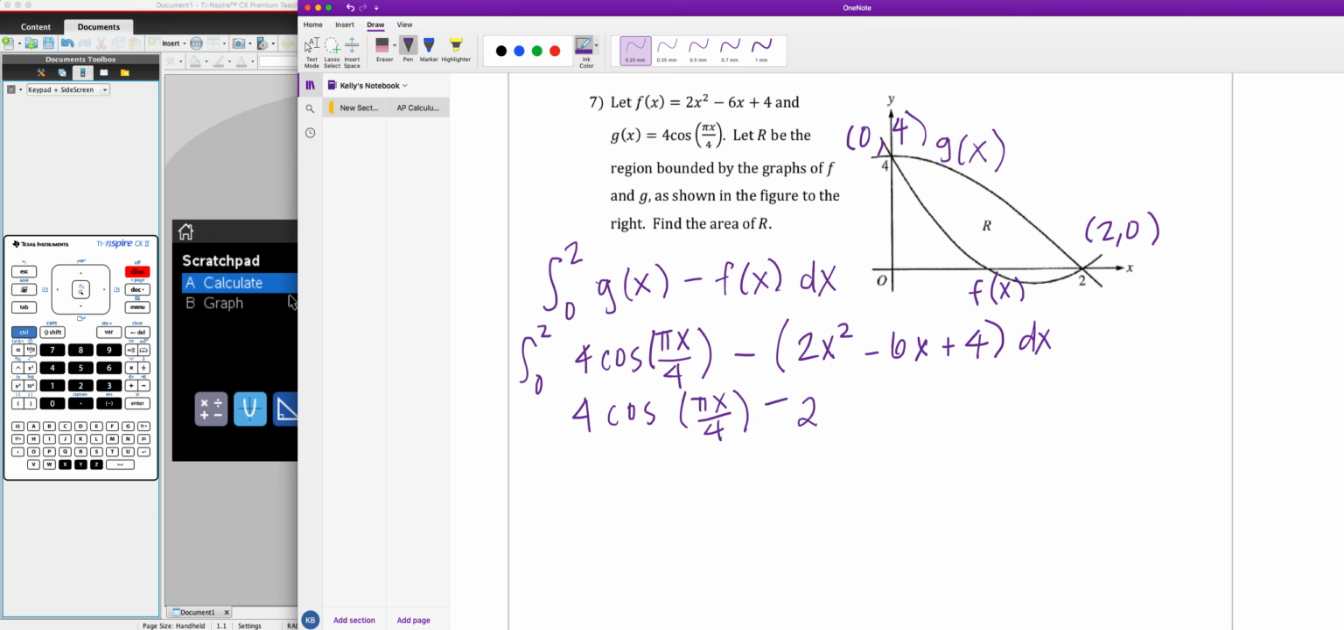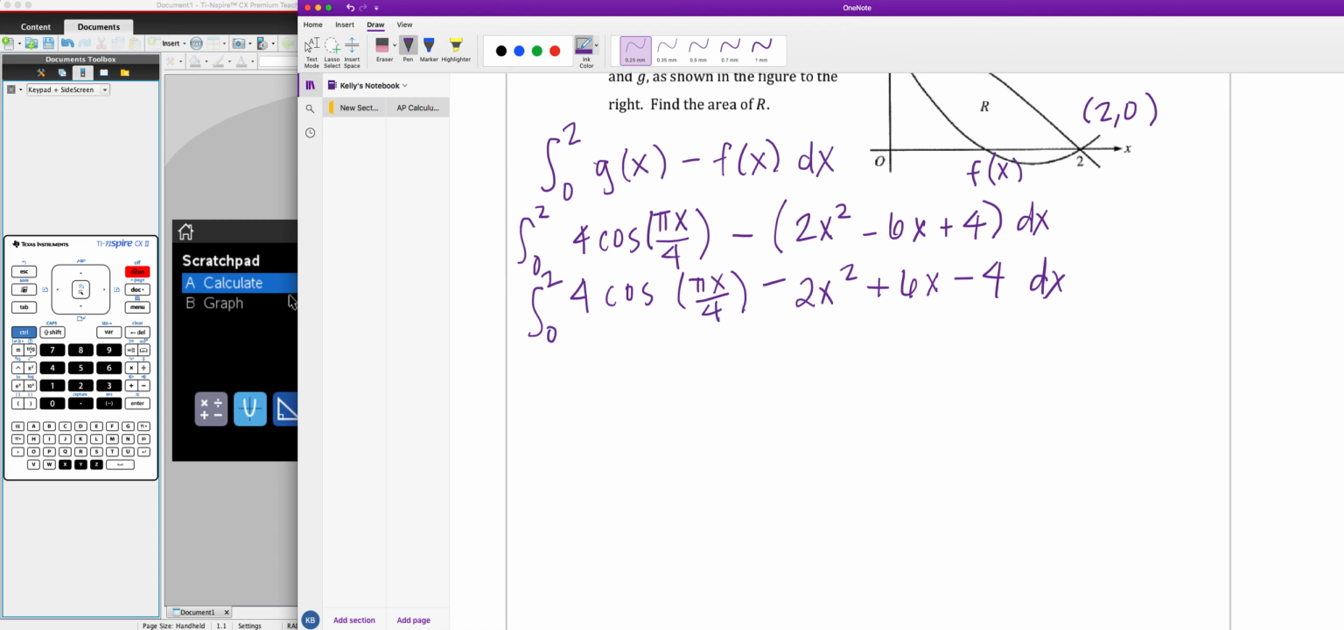So we get minus 2x squared plus 6x minus 4 with respect to x, and of course I should have my integral sign in front. Now from here, this first piece is going to require a U substitution to integrate the cosine. The rest of it is going to be a power rule. So if I'm being precise with my notation, I should actually probably split this back up into two integrals so that I can look at it from there.